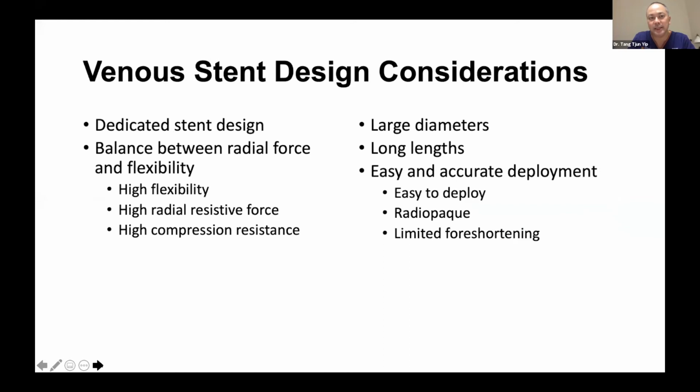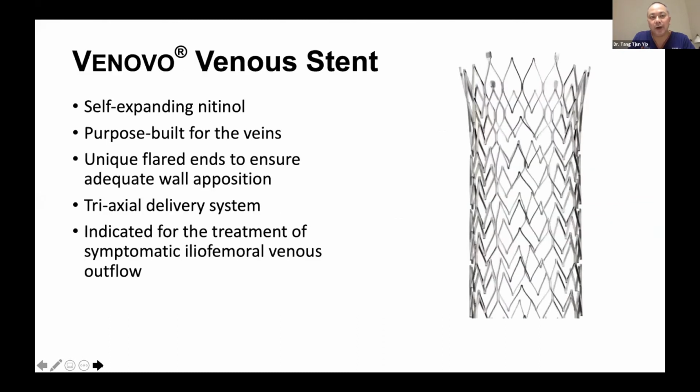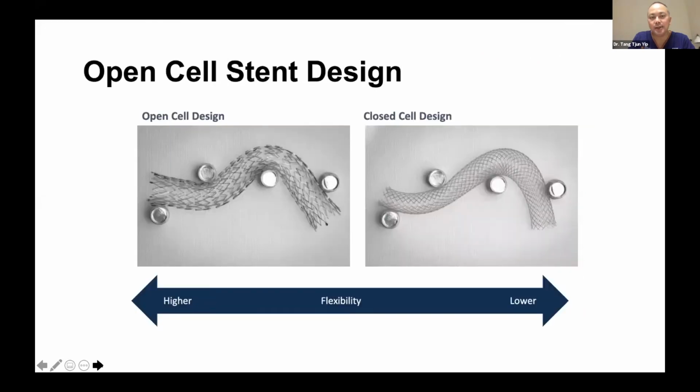It's a prospective study. And when you consider the stent issues, we want something that is longer lasting. That's why I went for the Venovo, because I think it gives a balance between high radial force and flexibility. The Venovo stent is purpose built for the venous structures. It's a triaxial delivery system, and it doesn't move when you deploy it. And it is an open cell design as compared to a closed cell design. I think it gives you that flexibility, and the high radial force that you typically need at the iliocaval junction.